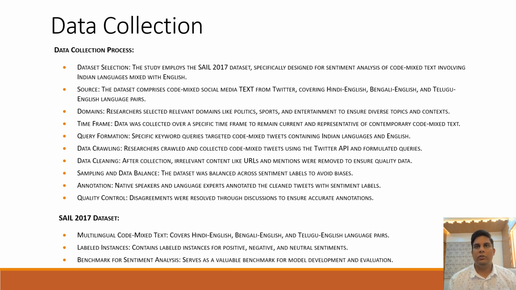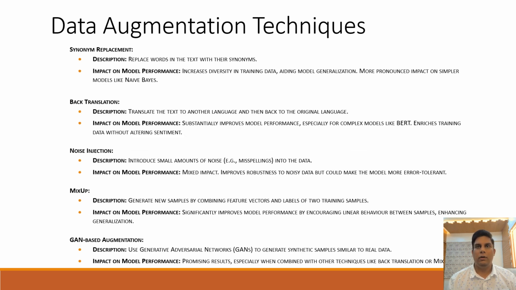Let's begin our exploration of data augmentation techniques with synonym replacement. This technique involves replacing words in the text with their synonyms. By introducing synonym variations, we increase the diversity of the training data, enabling the model to generalize better. The impact of synonym replacement was more pronounced for a simpler model like Naive Bayes, while a complex model like BERT already had a good understanding of semantic similarity.